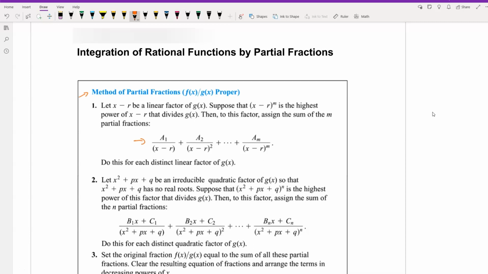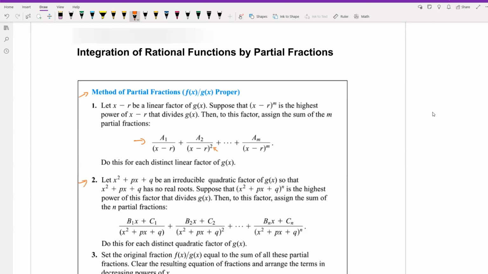So do this for each distinct linear factor of g of x. a1 divided by x minus r, plus a2 divided by (x minus r) squared, plus 3 dots, plus am divided by (x minus r) to the power m.